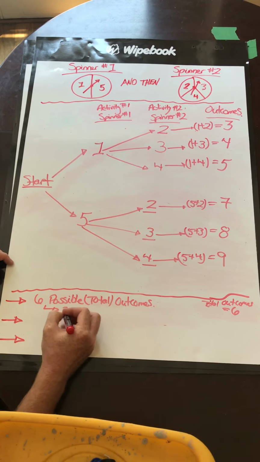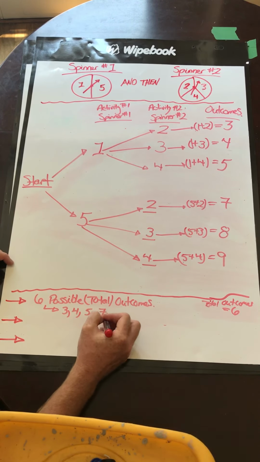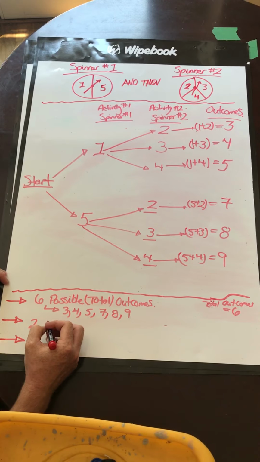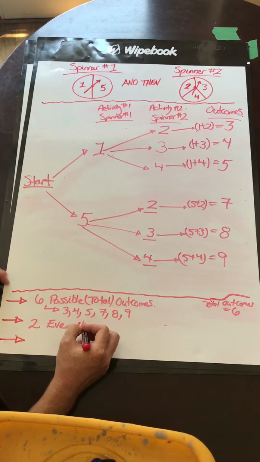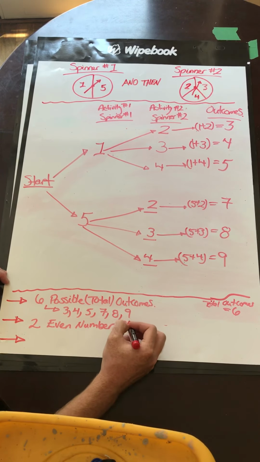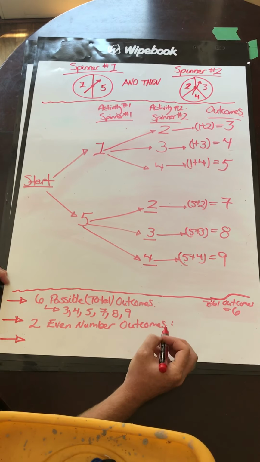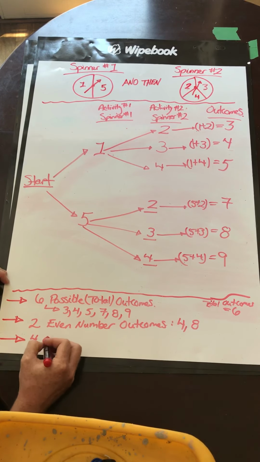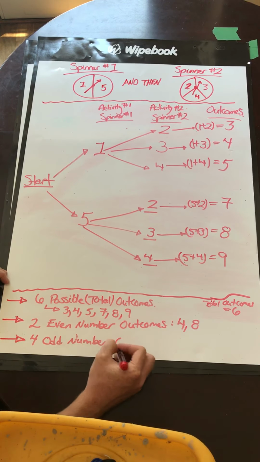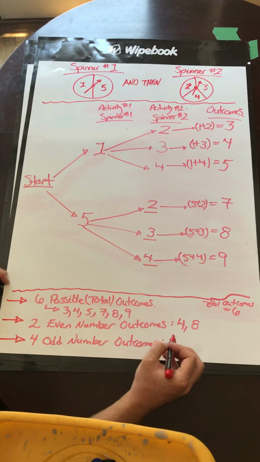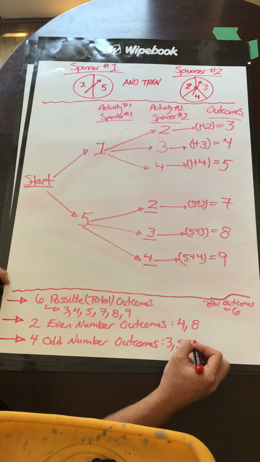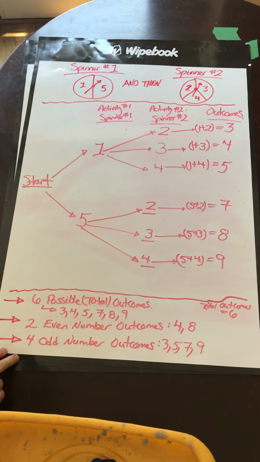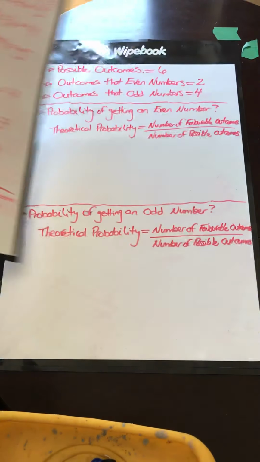Those outcomes are 3, 4, 5, 7, 8, and 9. Out of those possible or total outcomes, 2 are even numbers, and those are 4 and 8. And then we have 4 odd number outcomes, and those are 3, 5, 7, and 9. So we've got our nice tree diagram here, and we've got some information. We're going to use that information to help us out.